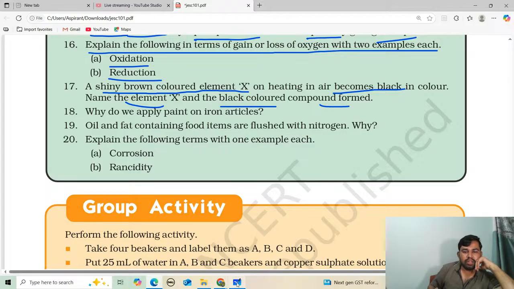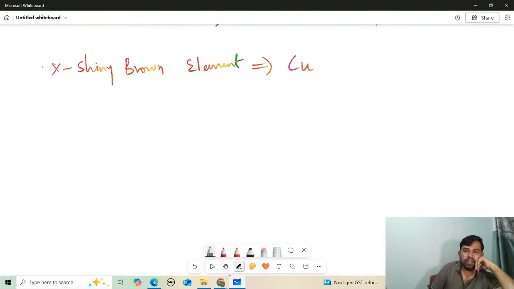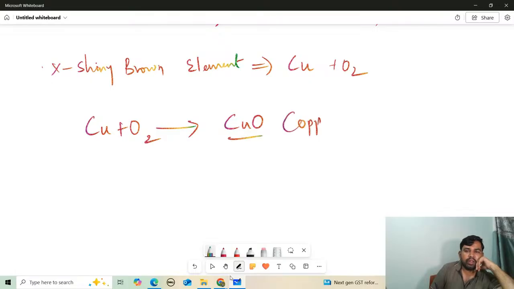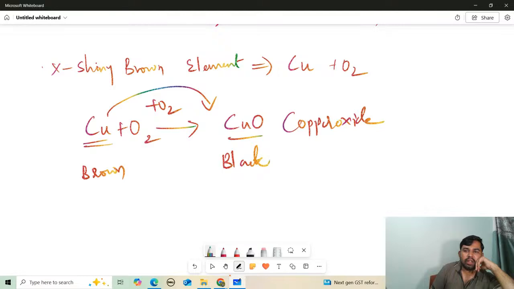Heating in air means they are adding oxygen. So copper plus oxygen is added here, so the surface of the powder will become CuO, copper oxide. It is black in color, while copper is brown in color. Can you guess what this process is? Oxygen is added here. This is oxidation. So copper is undergoing oxidation.